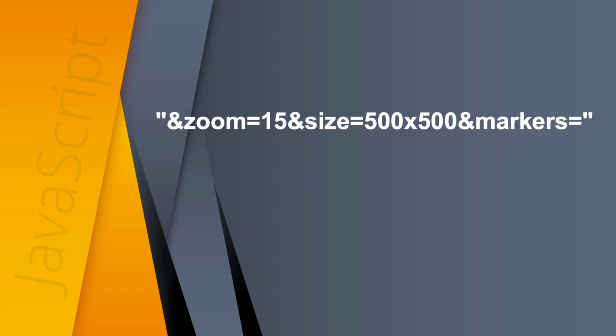The next part is this: and zoom equals 15 and size equals 500 by 500 and markers. So we're setting the zoom level to 15 and the size to 500 by 500. The markers are the same as the values in the pos variable. In other words, put a position marker over the latitude and longitude coordinates. Finally, we set sensor to false.